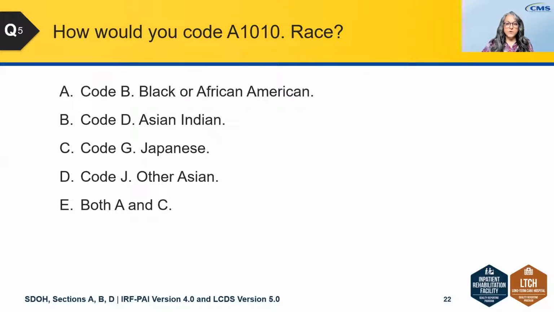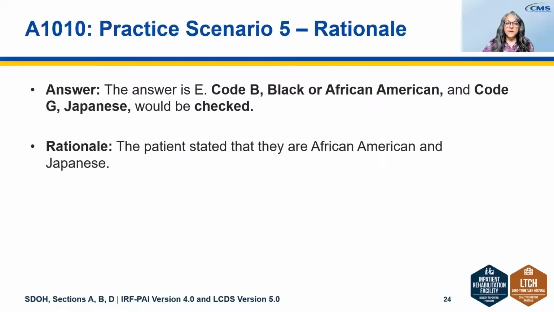Okay, could we close the polling, please? Great. 98% of you chose the correct answer, which is E, both A and C. The rationale is that the patient stated that they are African American and Japanese. So that is why code B, Black or African American, and code G, Japanese, would be checked.